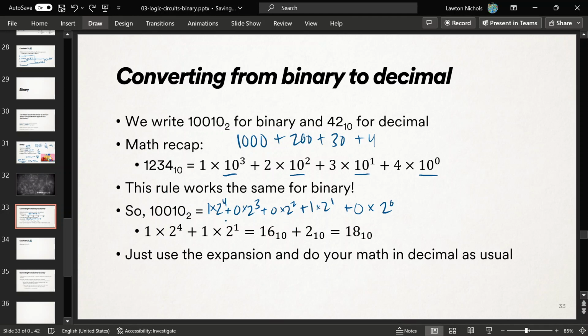So you can expand it. Just use 2's instead of 10's. Same pattern. Any questions about that? Not too horrible, right?